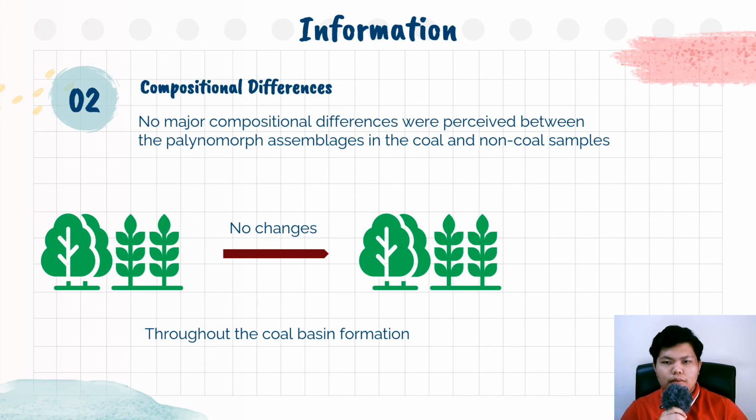The second information that we can obtain from the data is that no major compositional differences were perceived between the palynomorph assemblages in the coal and the non-coal samples. If you look at the data earlier, in the non-coal section and the coal section, Casuarina doesn't have any significant changes. This means that the vegetation had no changes throughout the coal basin formation.